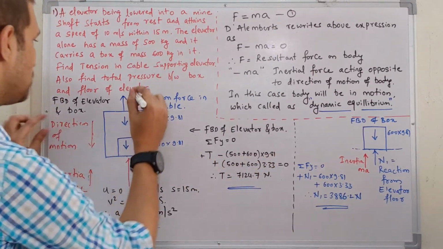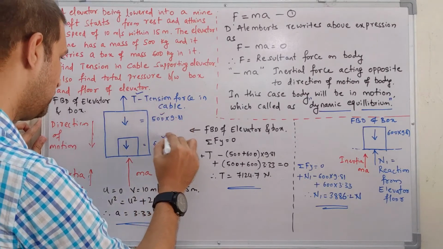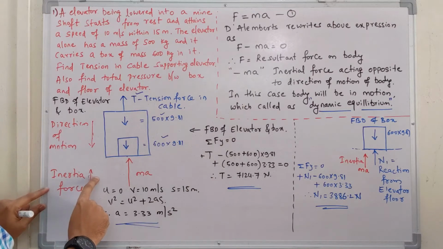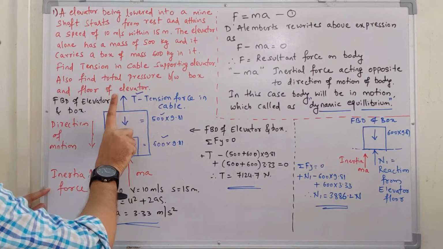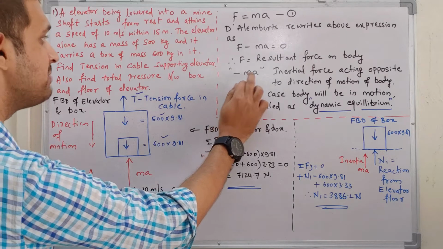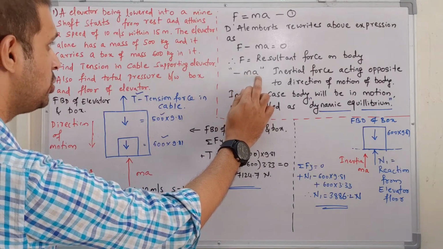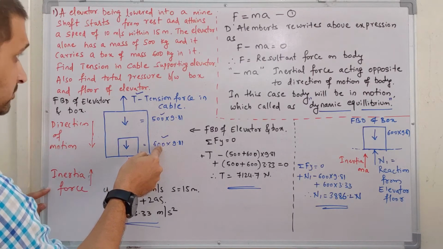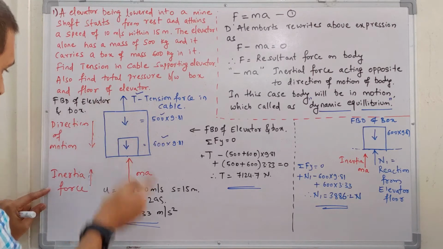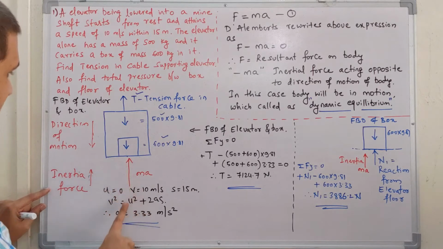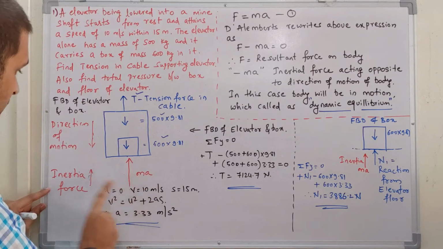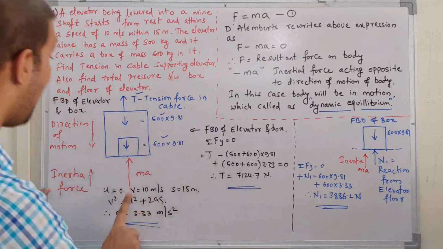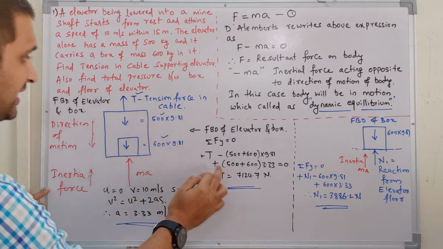So now tension force we have accounted, self weight we have accounted, and also we know that as per D'Alembert's principle, there is an inertial force acting opposite to the direction of motion of the body, which is calculated as M into A. And what is total M? That is 500 and 600. And what will be the acceleration with which it is moving? It is 3.33. Now it means an inertial force of M into A will be acting in the opposite direction. So that is what we have written here, in the upward direction. That is upward, we have to take it as plus.